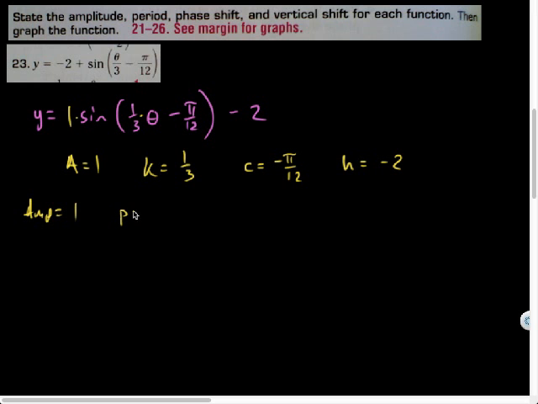All right, the period is going to equal 2 pi divided by a third, which is 6 pi. Aha! Dividing by a third is the same as multiplying by 3.